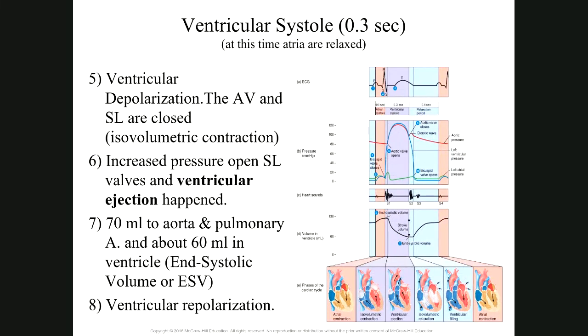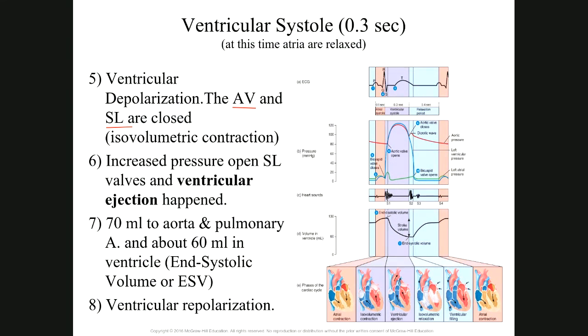After that, we have a ventricular systole. The ventricular systole lasts about 0.3 seconds. In this time, our atria go back to relaxation. During this time, we have a ventricular depolarization. Our ventricle goes to contraction. During this time, the AV valves are closed and the SL valves are closed too. So your ventricle goes to contraction, all the valves are closed, and the blood cannot go anywhere.